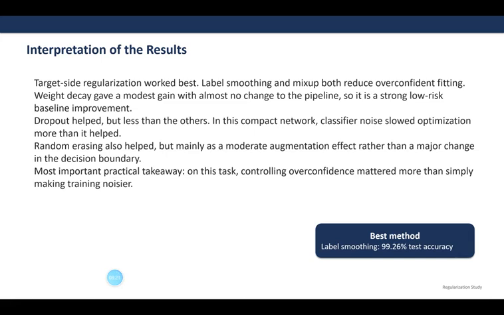And weight decay gave a modest but reliable improvement with almost no change to the pipeline, so it is a good low-risk option. Dropout and random erasing helped too, but their gains were smaller. In this compact network, classifier noise and augmentation helped, but not as much as targeted smoothing.